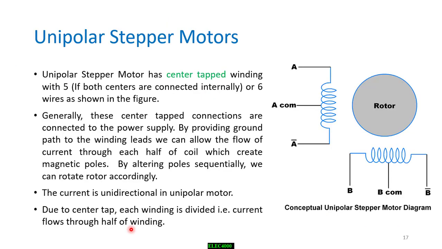The unipolar stepper motor, as you can see, has one winding, but in the middle we have a common. This common will act as a split in the middle, so this winding will act as two windings. So the current will be flowing in every half in a different direction.